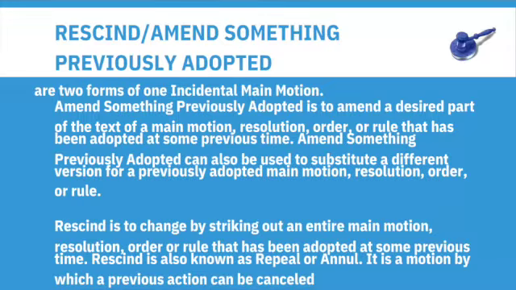Now, looking at the motion to rescind or amend something previously adopted. These are two forms of the same incidental main motion. So to amend something previously adopted is to amend a desired part of the text of a main motion, resolution, order, or rule that has been adopted at some previous time. To amend something previously adopted can also be used to substitute a different version for a previously adopted main motion.